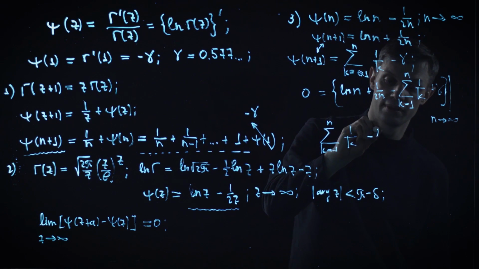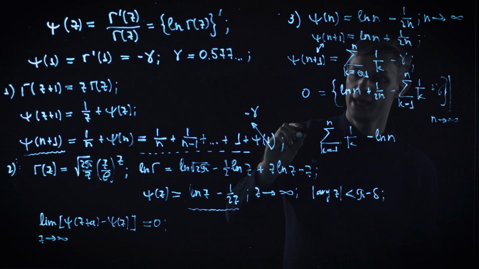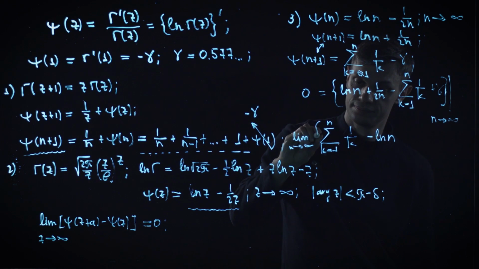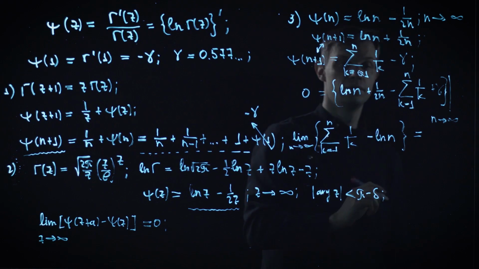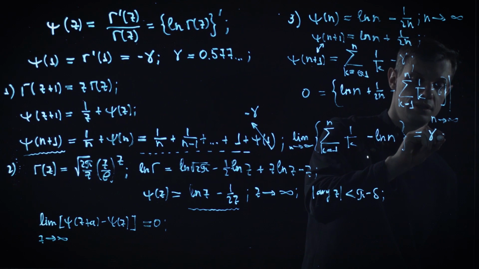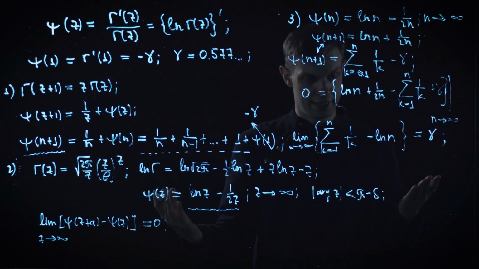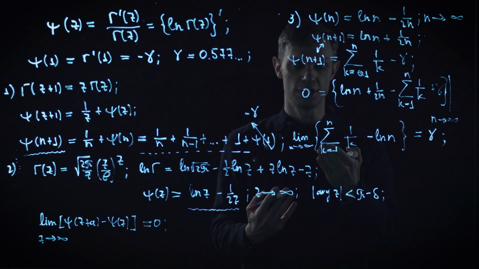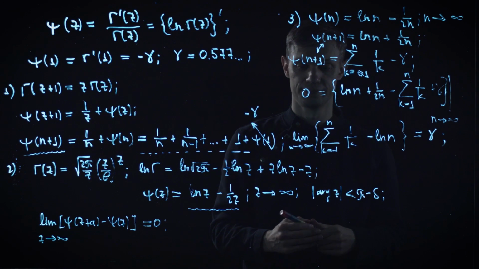So the difference between this divergent sum and the logarithm, when n tends to infinity, is equal to gamma, the Euler constant. So now the mathematical sense of this Euler constant is more or less clear, because this constant measures the difference between the harmonic series and the logarithm of its upper limit.